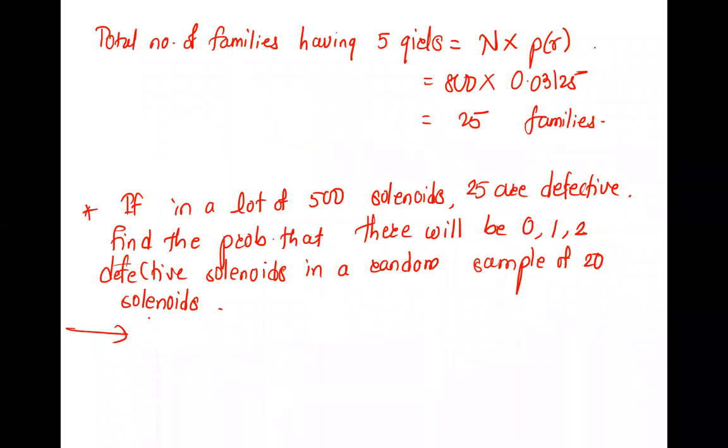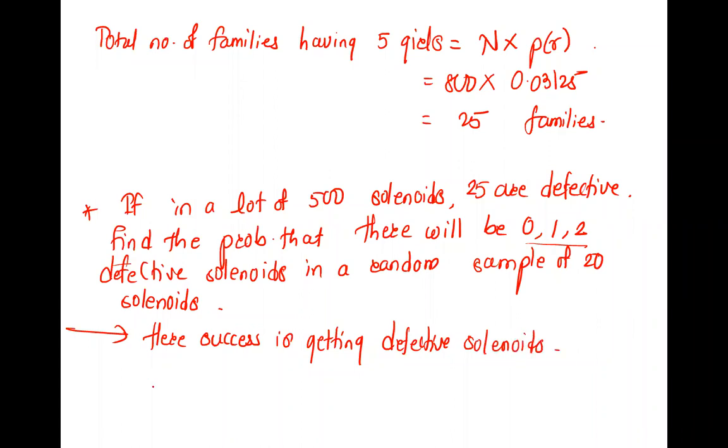A random sample of 20 solenoids means what is n here? 20, correct. So 20 is good, we can use the binomial. So define the success. Success is getting a defective solenoid. Perfect. Forget about the 0, 1, 2 for now; the probability asked is of getting defective solenoids.